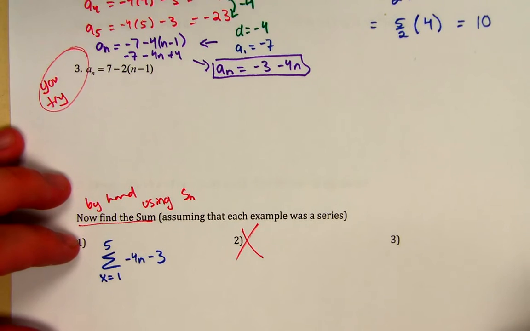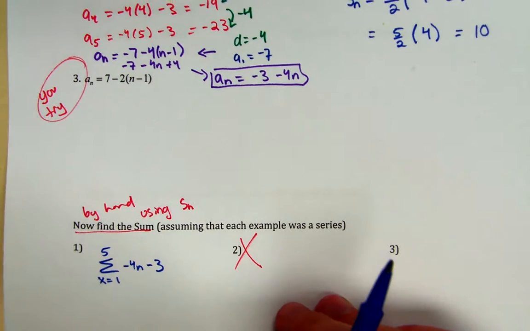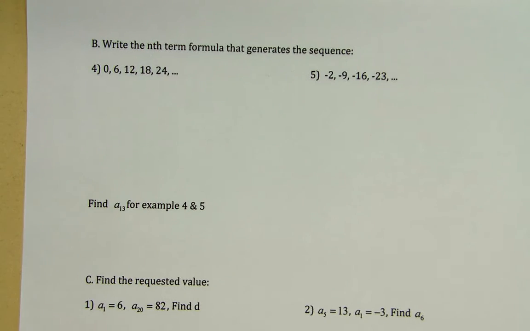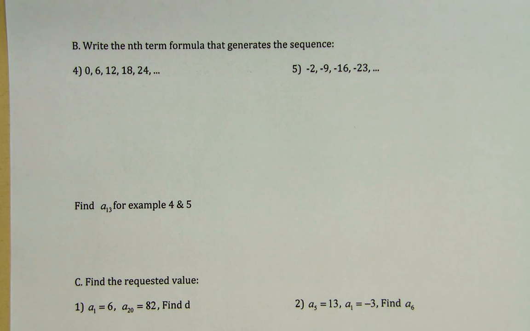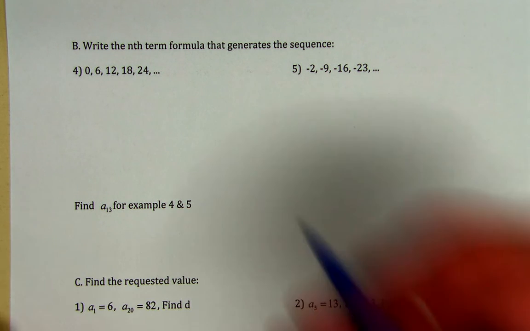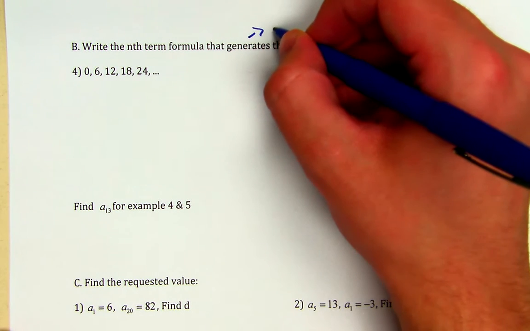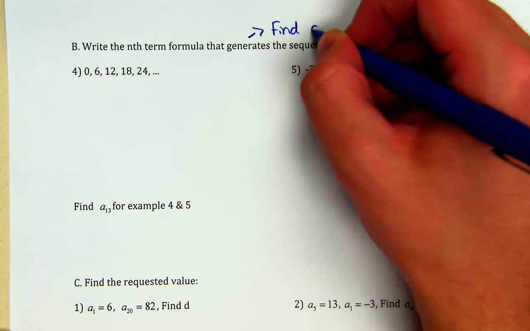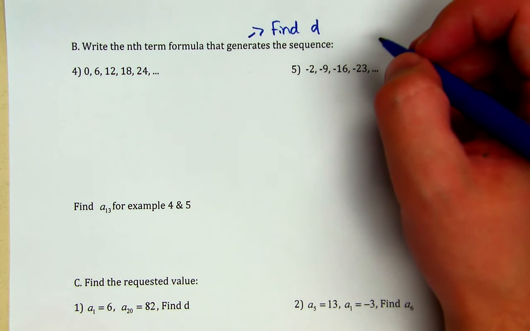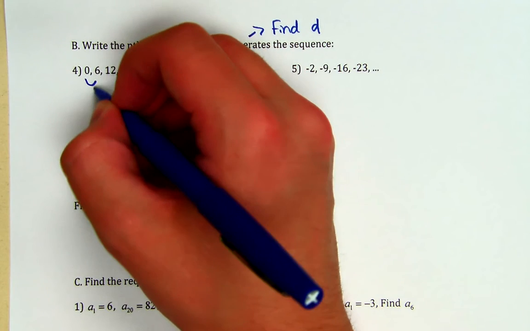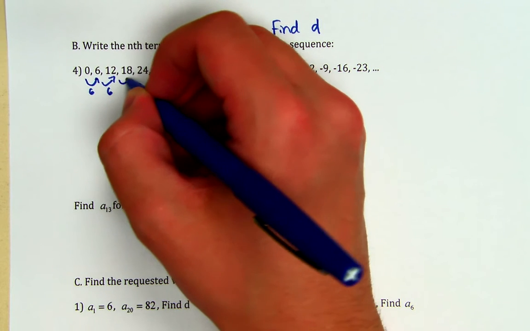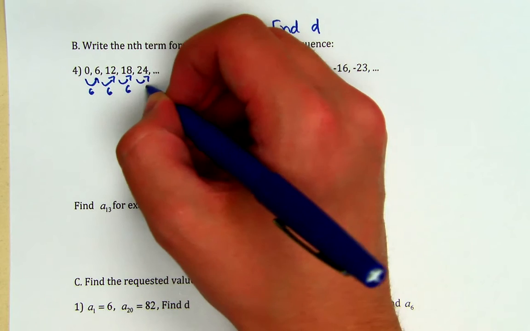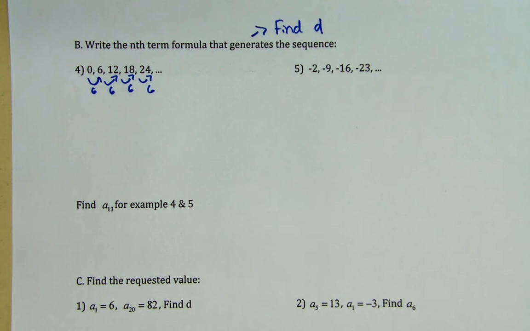Alright, so now before we part, we've got 2 other things we need to talk about here. Writing the nth term formula that generates it. Well, didn't we just talk about how to do that? First thing you need to do is find D. So find D, the constant difference. So let's look at this. It goes up by 6. Does it keep going up by 6? It does.